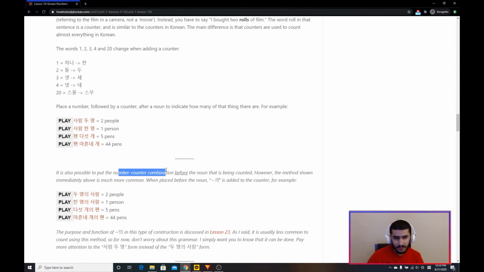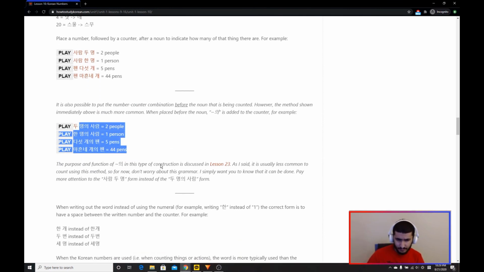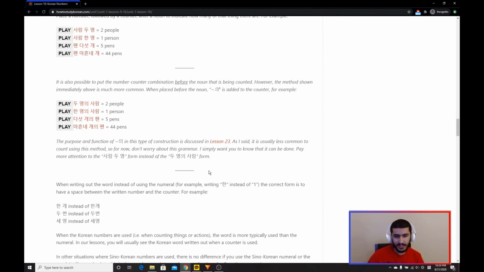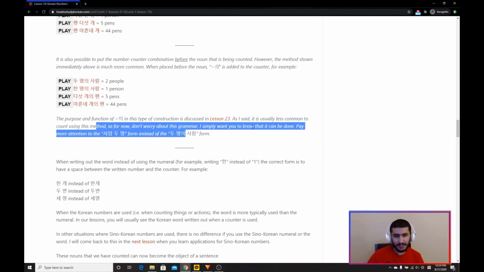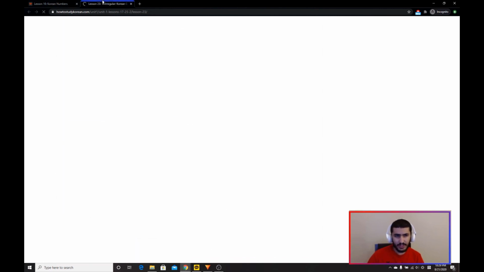It's also possible to put the number counter combination before the noun that is being counted. However, the method shown above is much more common than what we're about to see. So I'm just not going to go over it, because it's already confusing enough. Just skip this. It's less common. Lesson 23. I don't remember what that lesson is.